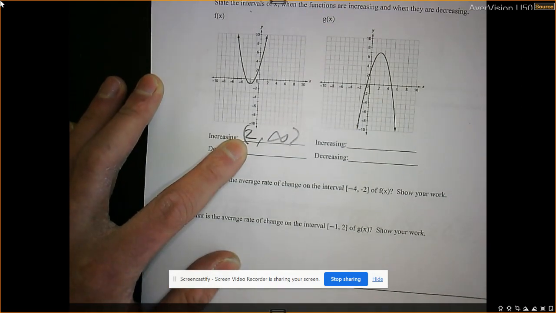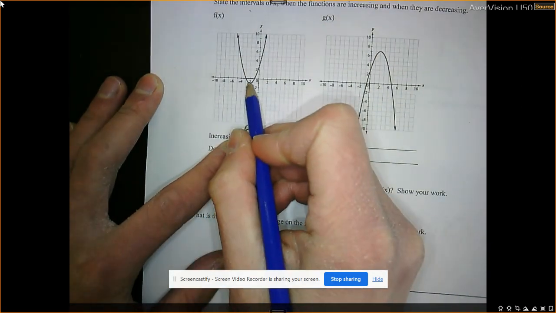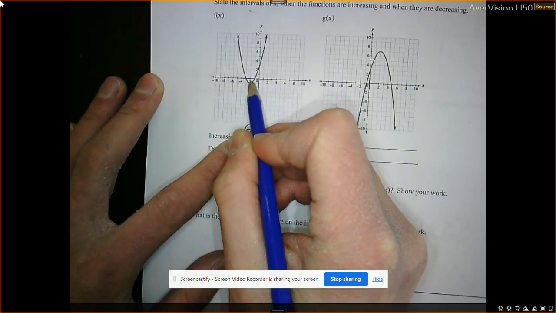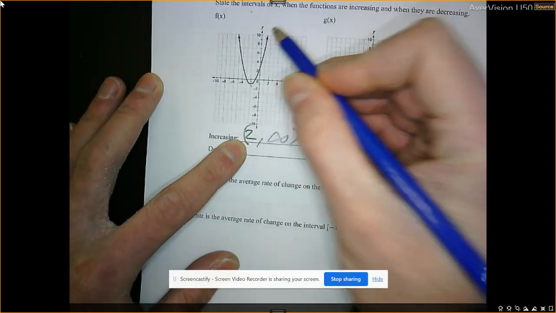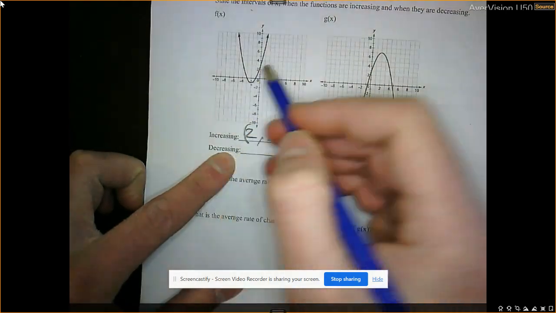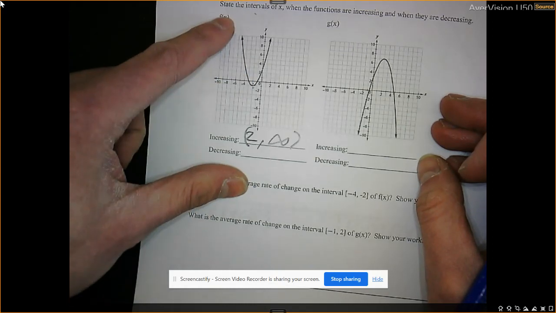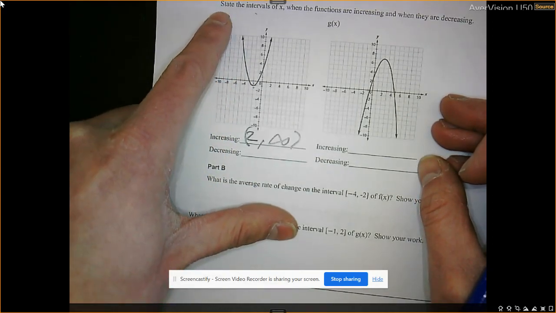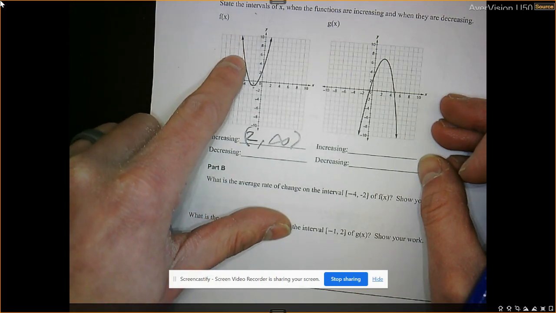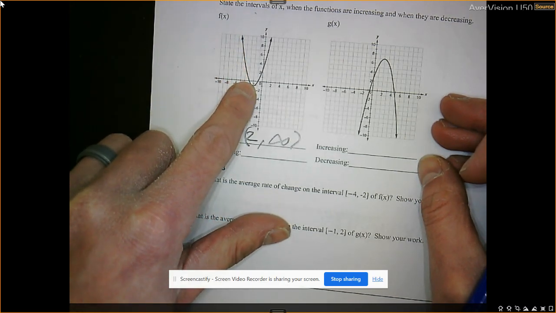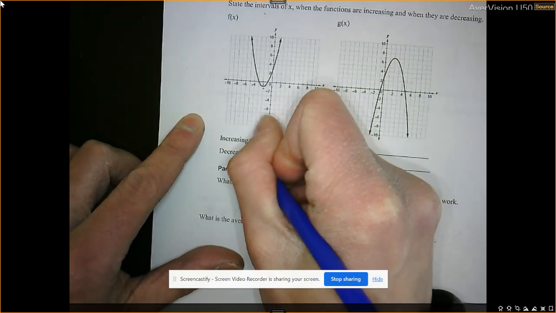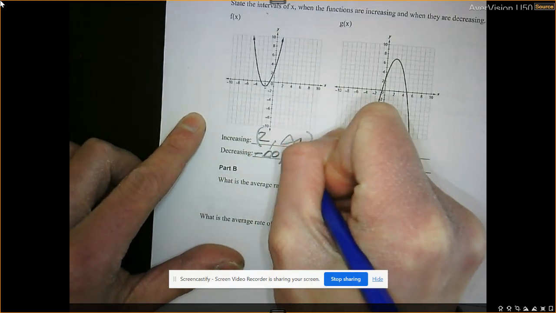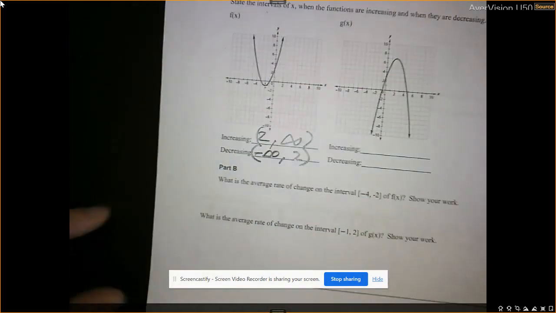We don't include 2 with the bracket because are we really increasing at 2? No, we're just changing direction at 2. From there on, we are increasing. Which means decreasing is everything left of 2. So in other words, all the way over here at negative infinity, we're going downhill, downhill, downhill, all the way till we hit 2. That's when we start going uphill. So from negative infinity to 2 is when we are decreasing.